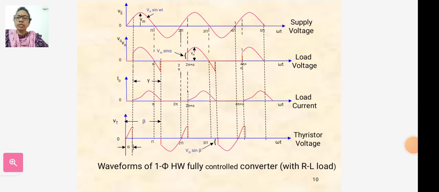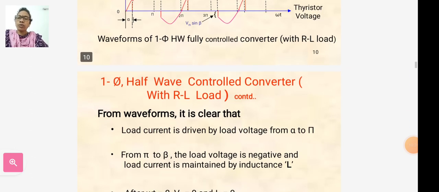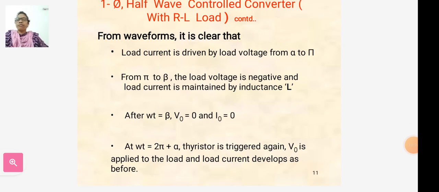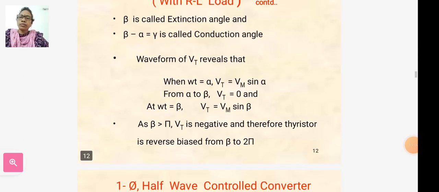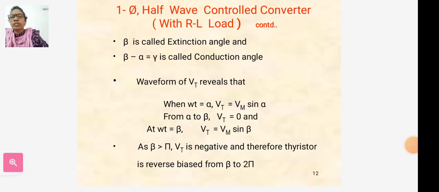These are the waveforms of the single phase half wave fully controlled converter with RL load. From the waveforms it is clear that the load current is driven by the load voltage from alpha to pi. From pi to beta the load voltage is negative and the load current is maintained by the inductance L. After omega t equal to beta, V_o is equal to 0 and I_o is equal to 0. At omega t equal to 2 pi plus alpha, the thyristor is triggered again, V_s is applied to the load and the load current develops as before. Here beta is called the extinction angle and beta minus alpha equal to gamma is called the conduction angle.